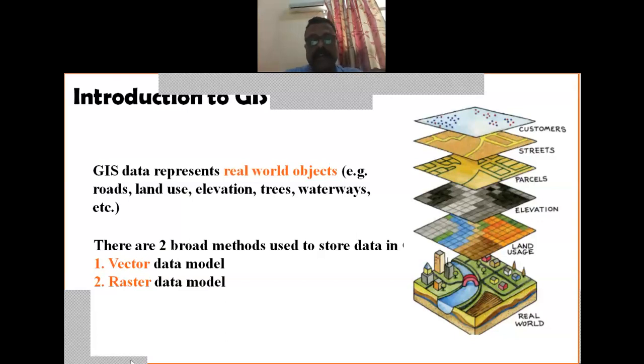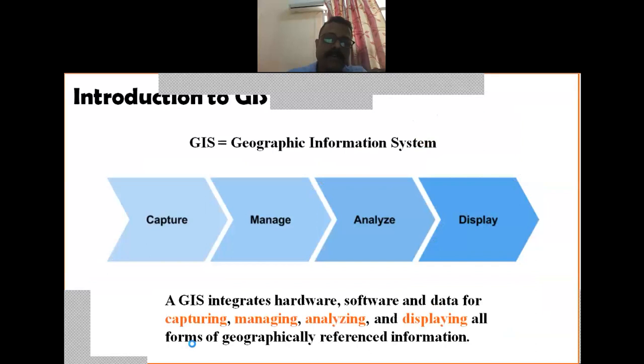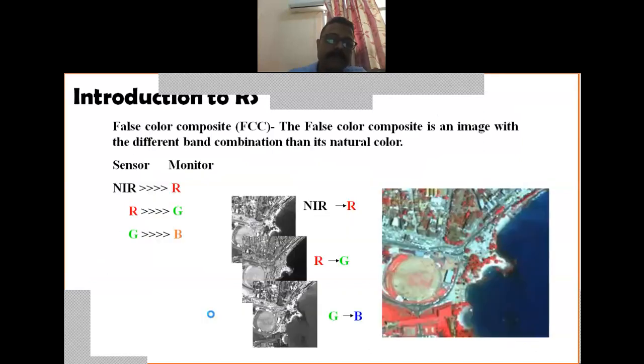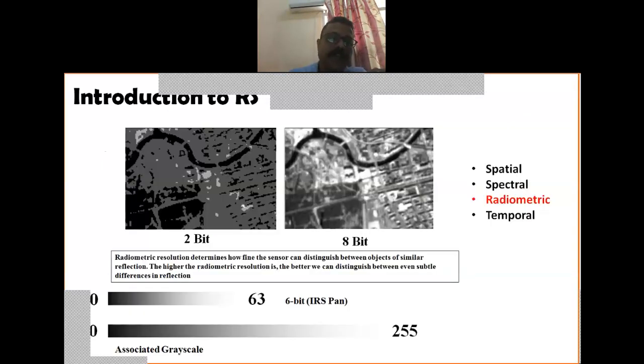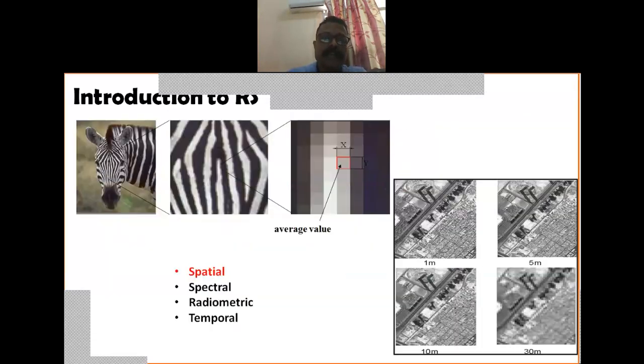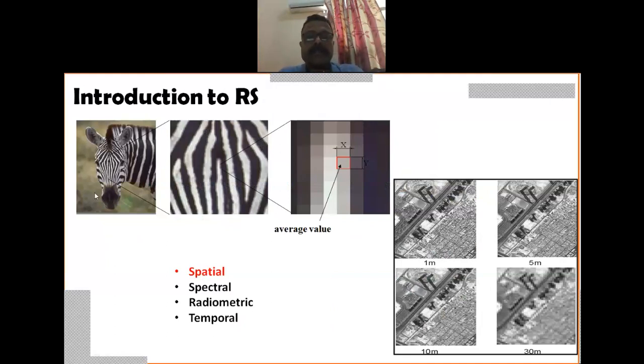Normally the kind of data that GIS software understands falls into 2 categories. One is known as vector data, another one is raster data. We have actually described what raster data or the raster data model is. Do you remember the example of the zebra here? Look at this example, the zebra. This is a typical example of raster data.